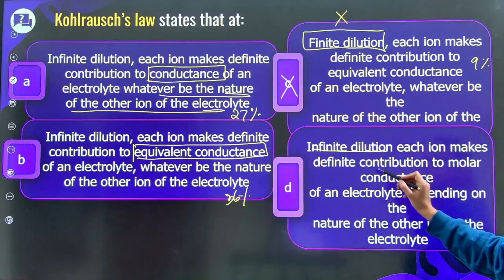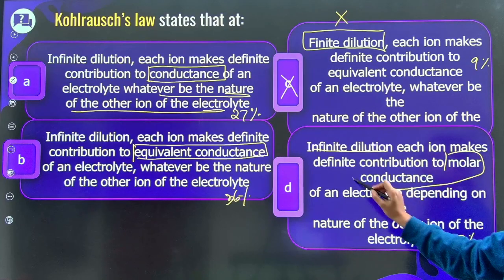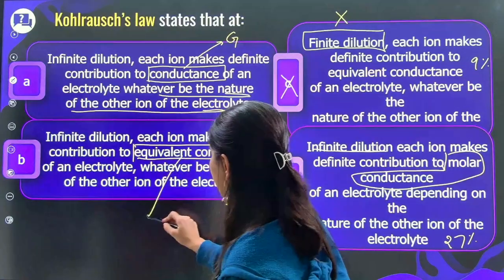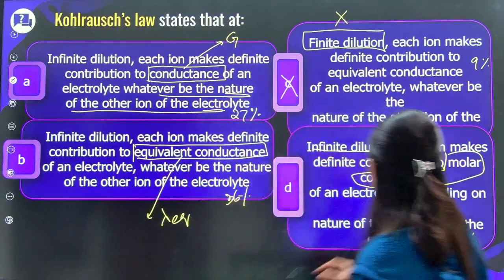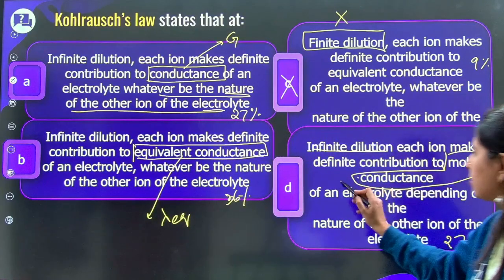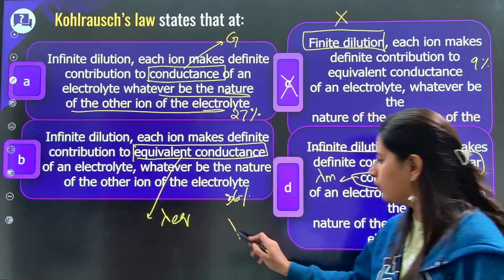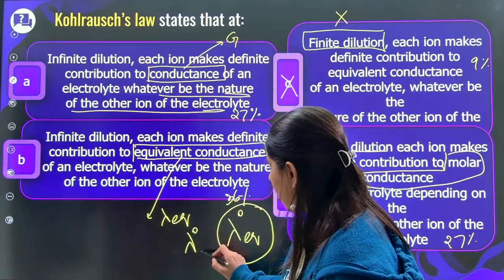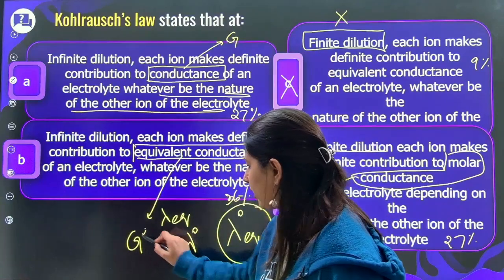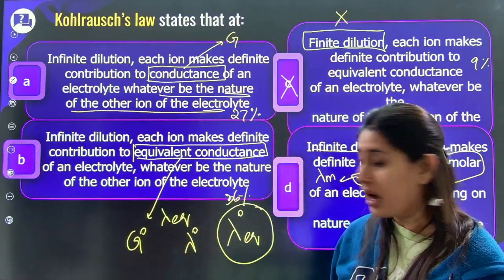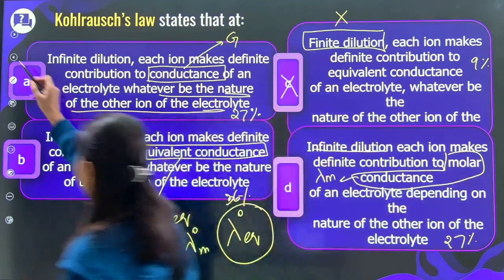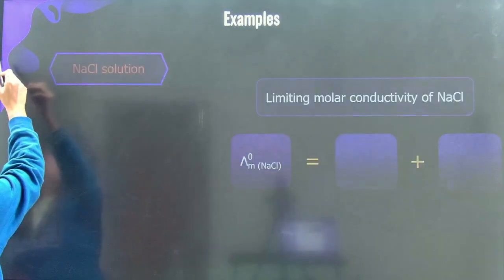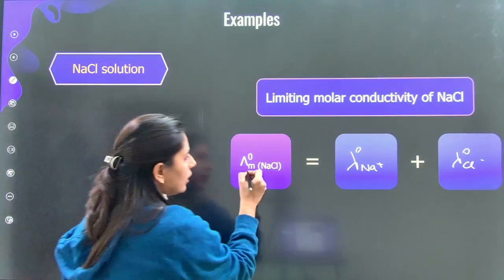Infinite dilution of each ion makes definite contribution to molar conductance. So, one is conductance, which is G. One is equivalent conductance, which is lambda equivalent. One is molar conductance, which is lambda M. So what was it? Did I ever write lambda naught equivalent? Or G? G naught is what I wrote. I said lambda naught M. So these all are the lambda naught M's, okay? They are not any other lambda, they are molar conductance.